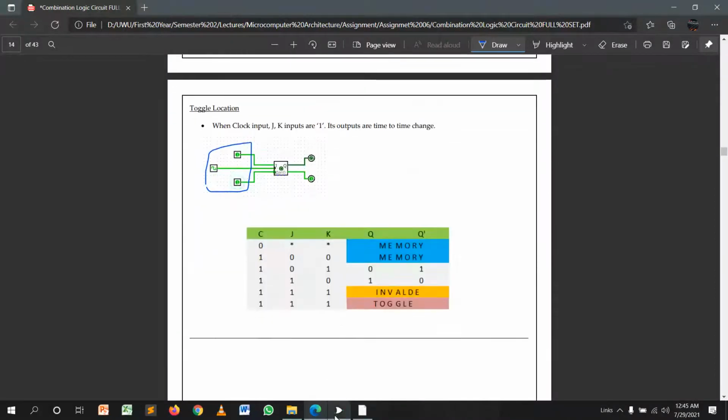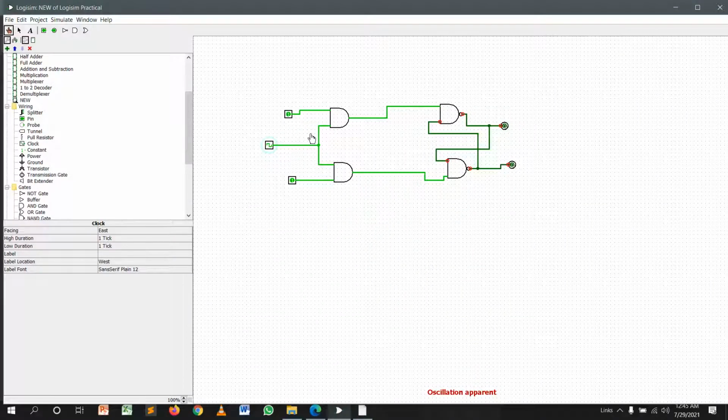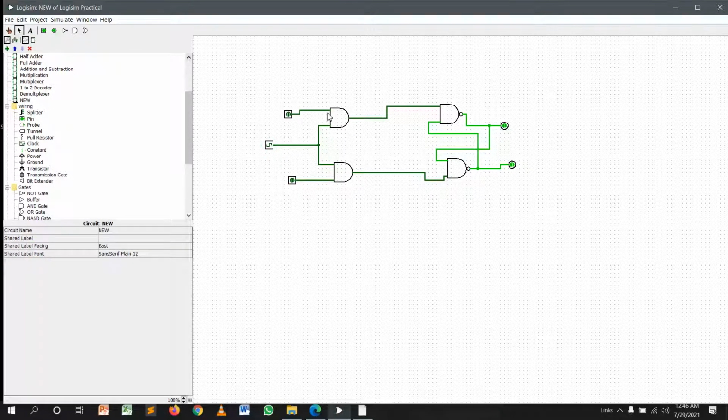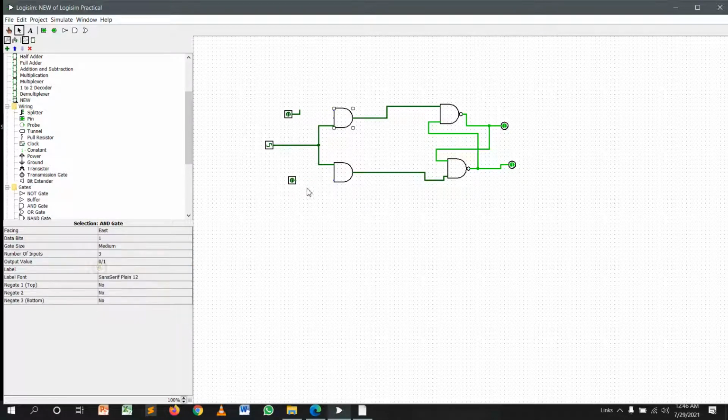I'll show you the JK flip-flop also. The JK flip-flop has three inputs. Therefore, I simulate it in the simulator again. I modify this one, then I remove this input and this input and give three inputs for that. This also has three inputs.